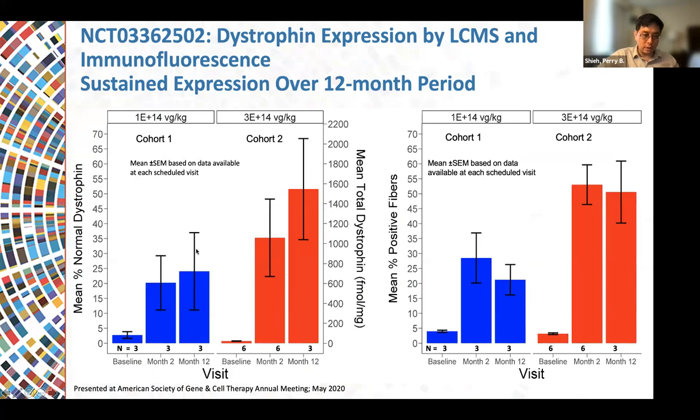But what you can see here is this is quantification of the protein. This is the three biopsies for the patients who were in the lower dose. You can see there was a nice robust increase in the amount of protein that was found by mass spec. In the higher dose, there was an even more significant increase.